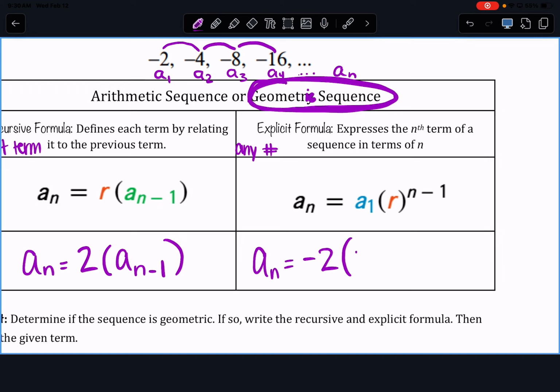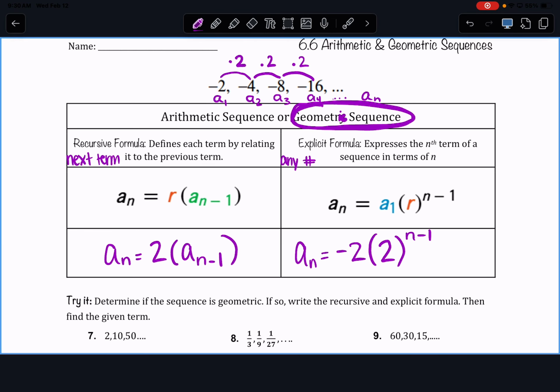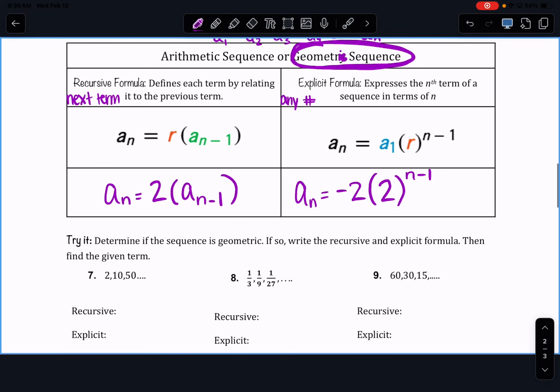Our ratio is 2. The constant ratio is 2. And so we'll do 2 to the power of n minus 1. That's all we have to do to set up the formulas. Okay. So I want us to look at 8 and 9. We're going to do those two together.